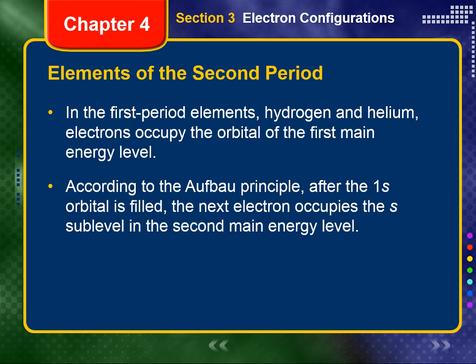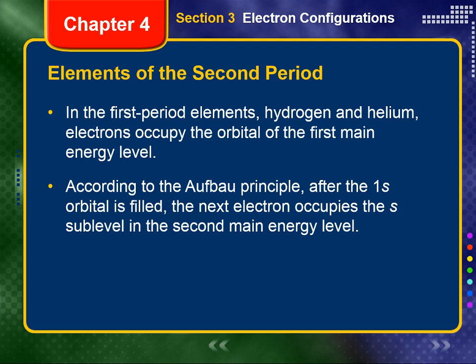Elements of the second period. In the first period elements, hydrogen and helium, electrons occupy the first main energy level. The ground state configurations in Table 4-3 on page 110 of your text illustrate how the Aufbau principle, the Pauli exclusion principle, and Hund's rule are applied to atoms of elements in the second period. Figure 4-19, also on page 110 of your text, shows the first four main energy levels in order of increasing energy for applying the Aufbau principle.